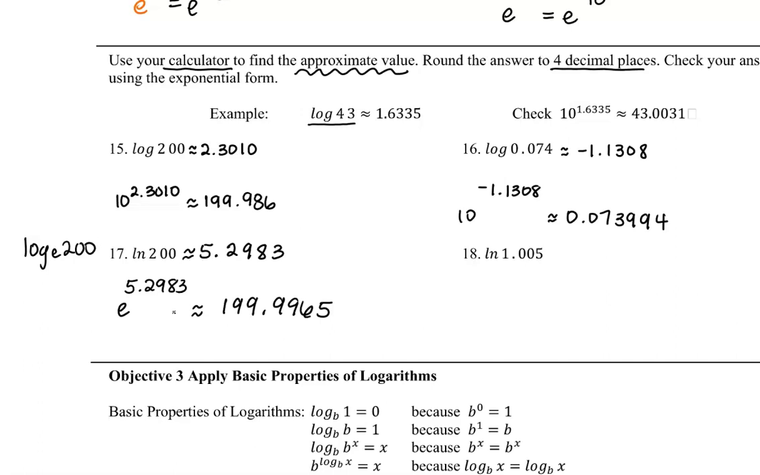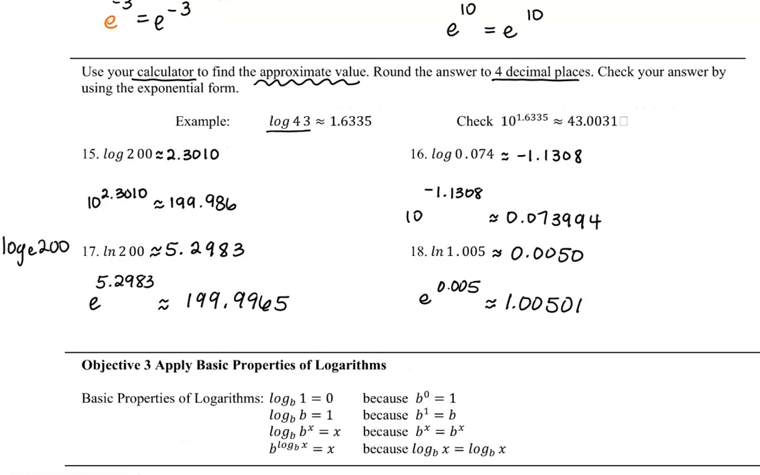And then finally, natural log of 1.005. The calculator returns approximately 0.0050, and that is because if you were to take e and put the exponent of 0.005 on it, what you would get back out would be about 1.00501. So some logarithms we will simply evaluate or approximate by just typing them into the calculator and getting their approximations back.